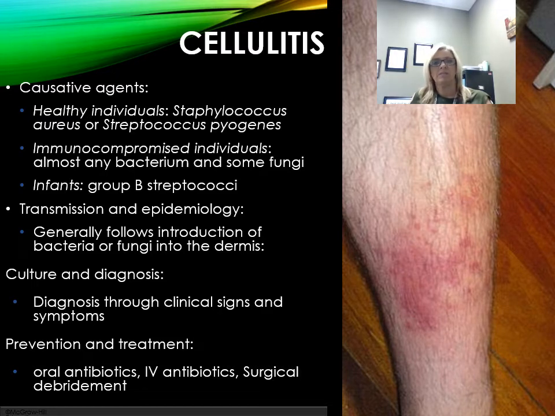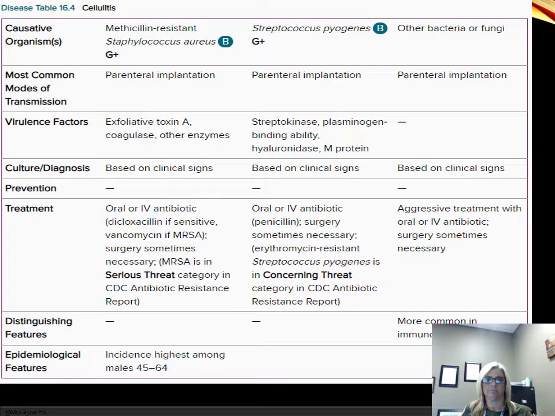Occasionally, you will have to see some debridement to remove damaged tissue. So here's the breakdown here, Staph aureus and Strep pyogenes. Occasionally other bacteria can do this as well. Parenteral implantation just means through a break in the skin, okay? And so gram-positive, clinical signs, exfoliative toxin, coagulase for MRSA, streptokinase, hyaluronidase are very important for Strep pyogenes, and that is going to affect vulnerable populations.